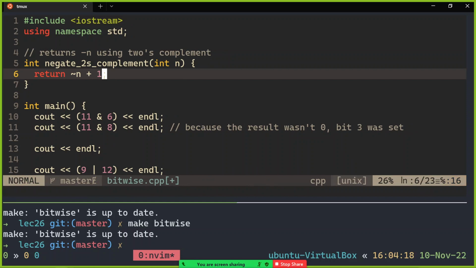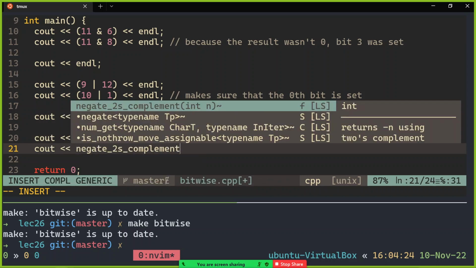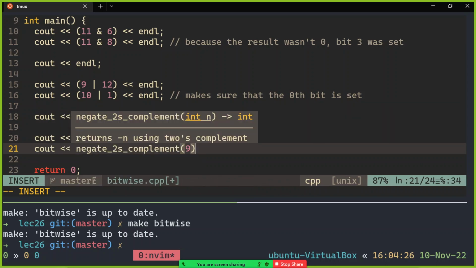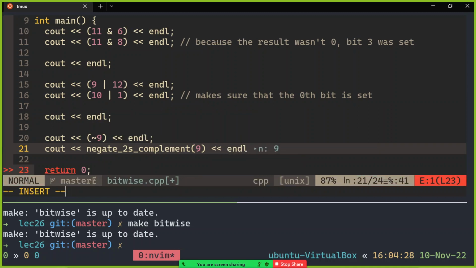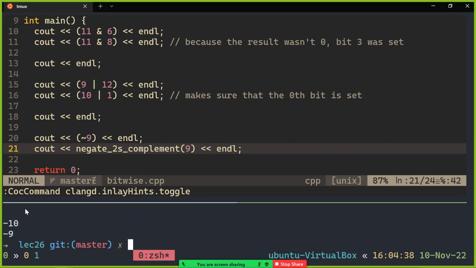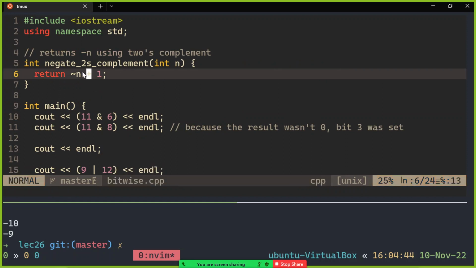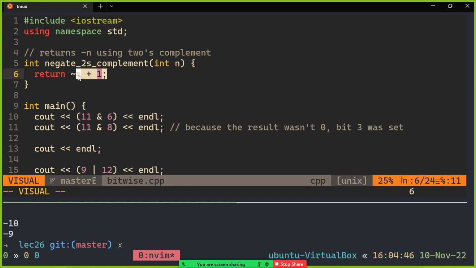So now we can call that. We can say, all right, cout negate 2's complement of 9. And of course it's going to return negative 9, but in the cool way that we know how. Now I can just say make to compile it too. ./bitwise, what do you know? Negative 9. So it goes up here with 9. It's like, all right, flip all the bits, add 1, that makes negative 9.